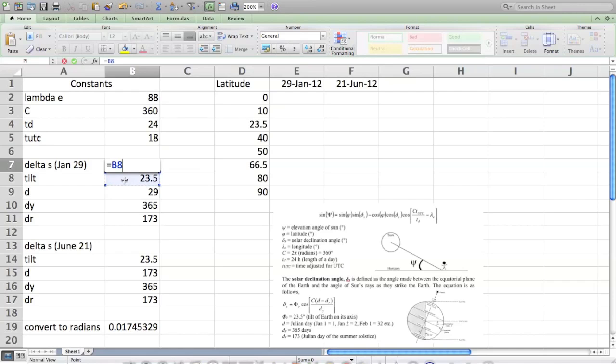I'm going to multiply that, so I'm just going to hit the asterisk here, times the cosine. So I go ahead and type in COS. I'm going to open and close the parentheses that I'm going to eventually put data within. Once I get inside here, I see that I have to divide C times D minus DR by DY. So I'm going to put that on top, and to do that, I'm going to open and close another set of parentheses.